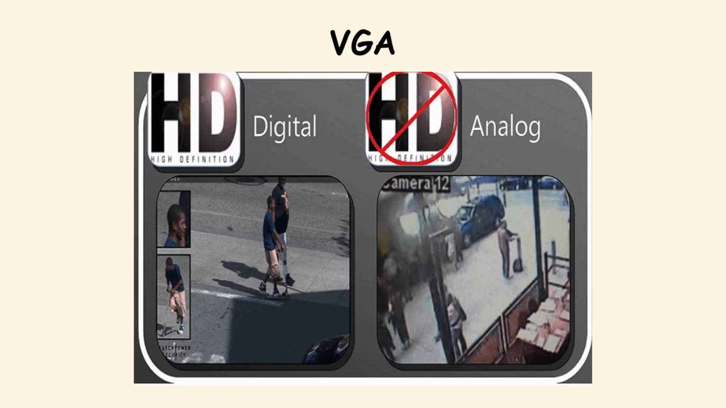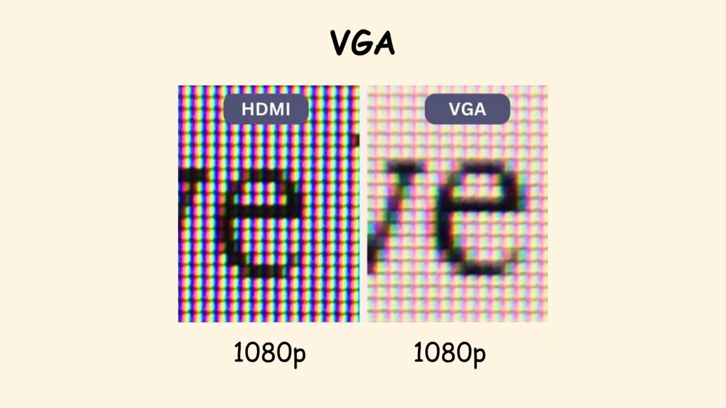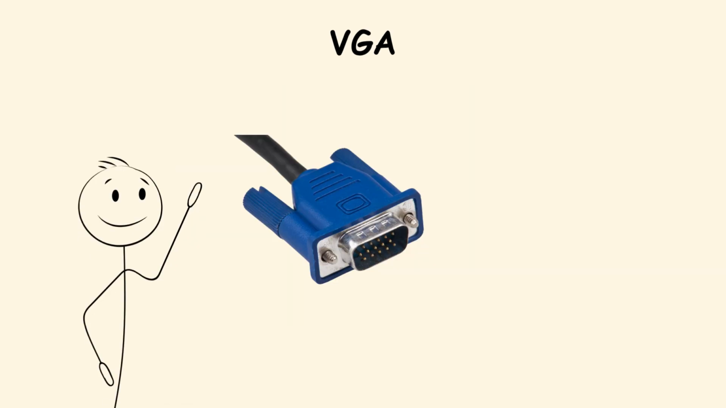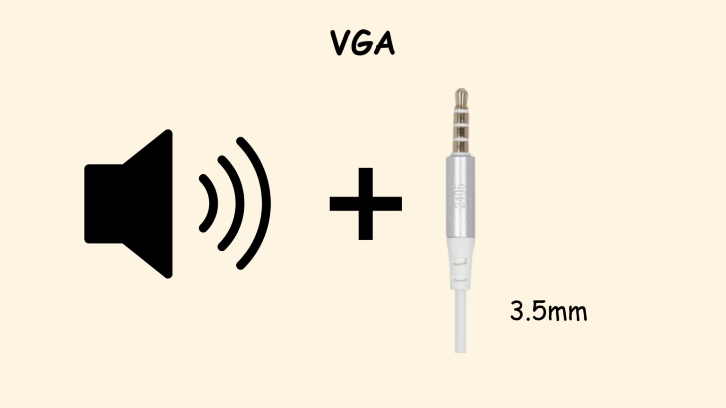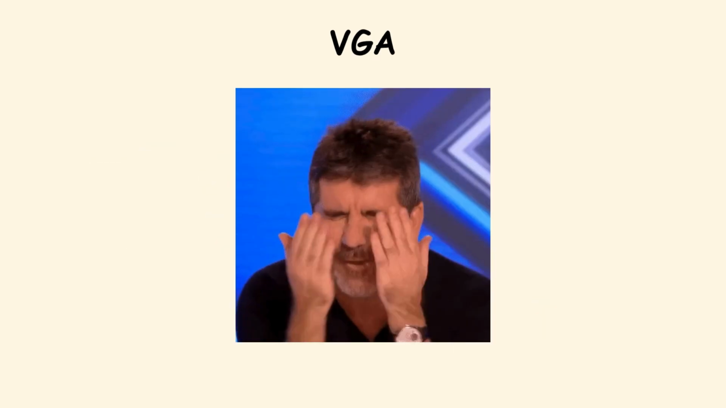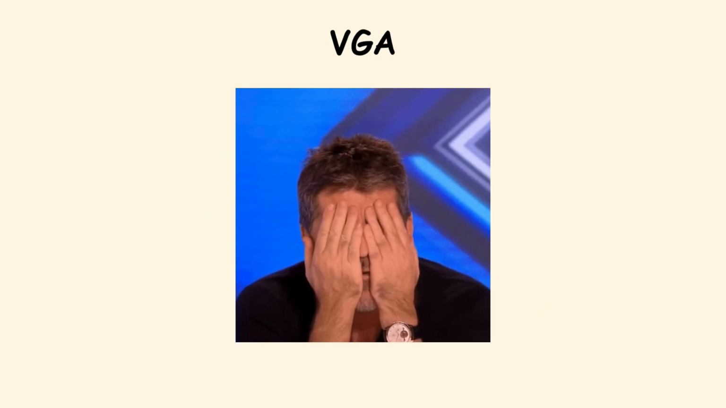At its best, VGA can handle resolutions up to 1080p, but even then the picture often looks a bit blurry, especially when compared to modern HDMI. Another thing about VGA is that it only sends video signals, not audio. So if you wanted sound, you had to plug in a separate 3.5 mm audio cable from your computer to your speakers. That's extra cables, extra hassle.